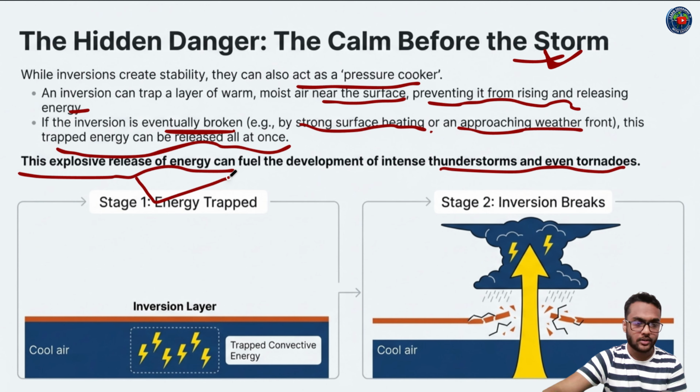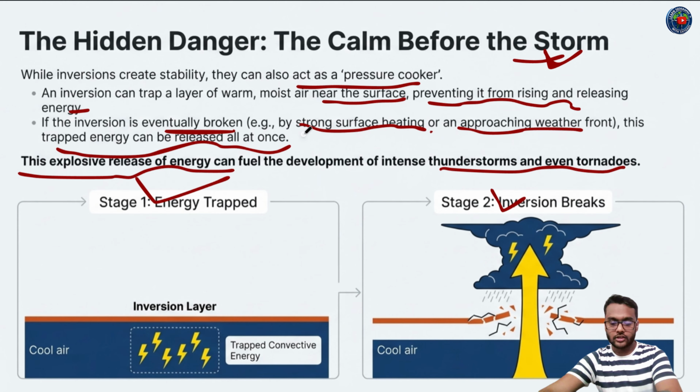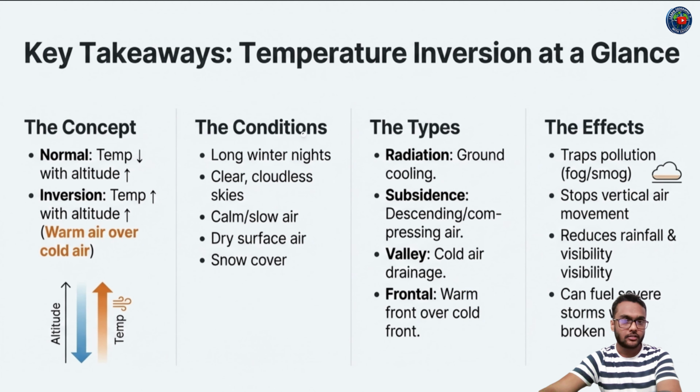Energy trapped, stage 1, and energy release when the inversion breaks. This is cold air, inversion layer. These are some impacts of temperature inversion on the Earth's surface.